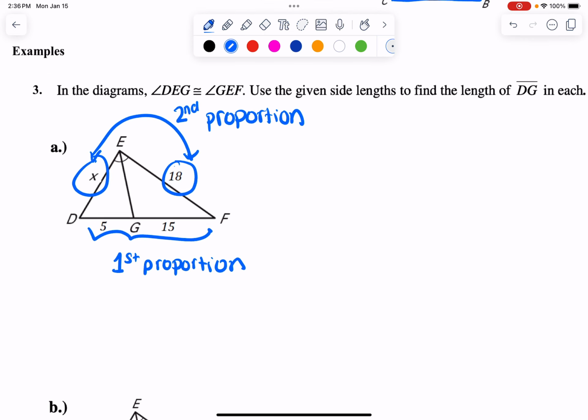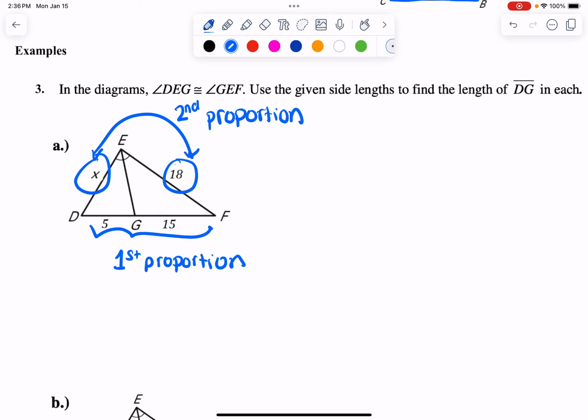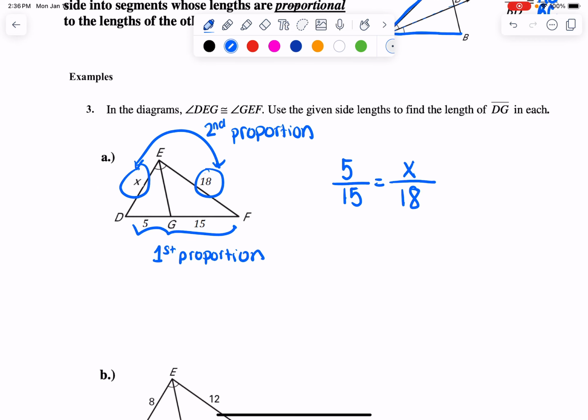Okay, on the left triangle, if I was to set this up, I would start off with 5, and then go to the right triangle. That's going to be over 15. I need to set it equal to, starting with the left triangle, the side was x over 18, and we're just finding the lengths.